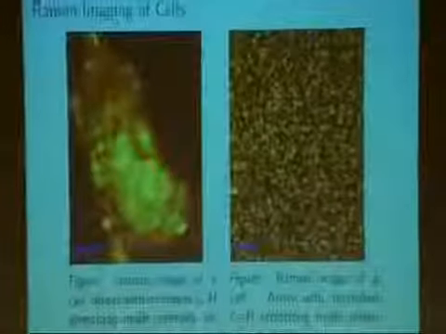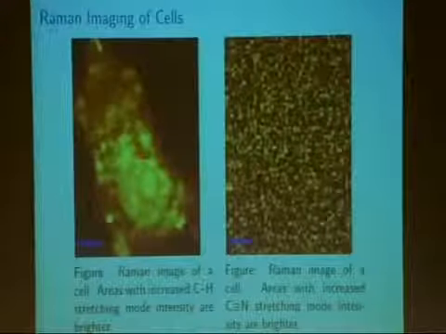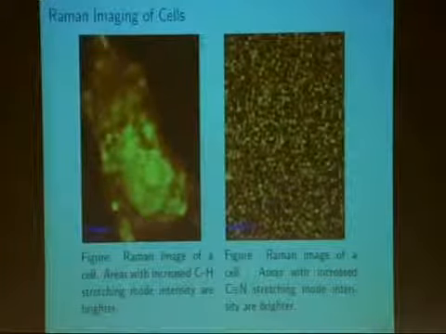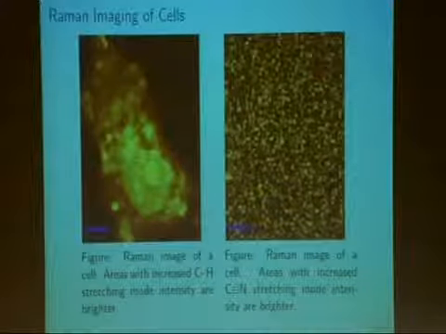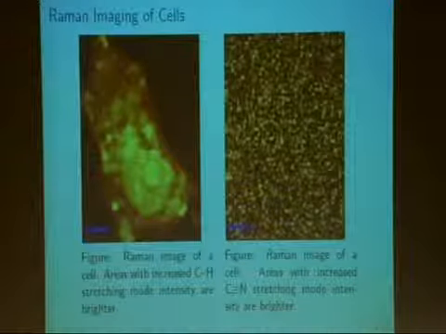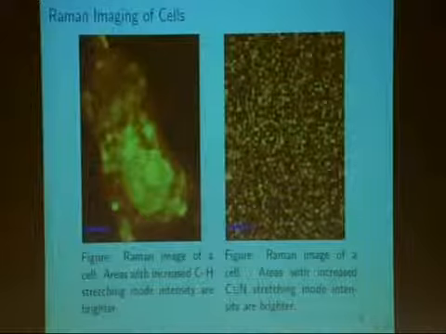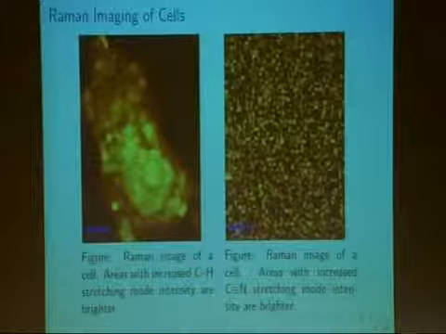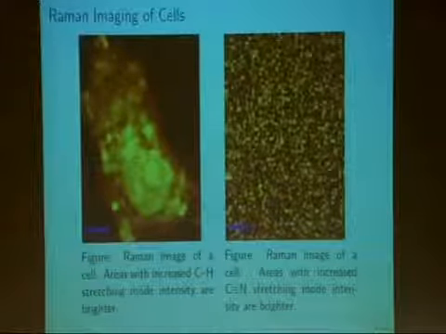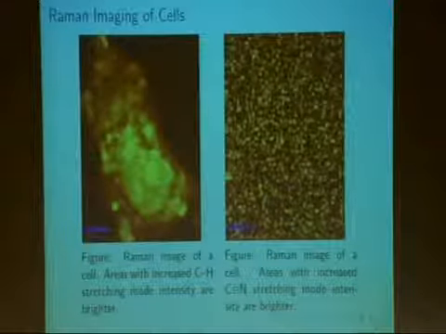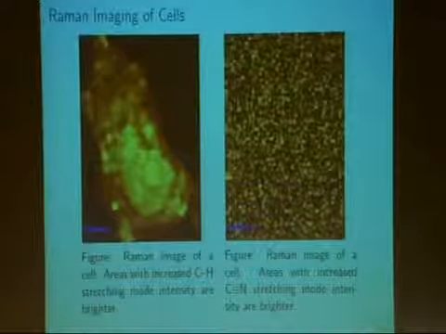Now, when we put them inside cells, our results were a little more disappointing. This image on the left here is the Raman image of a cell, and the brighter areas show where the CH stretching intensity is highest. The CH bonds are present in most organic molecules, so this should be pretty representative of the distribution of organic molecules in this sample. You can see clearly the outline of a cell, and you can see the nucleus, which is very bright because it has very densely packed DNA inside it.